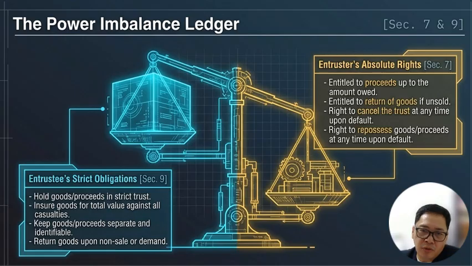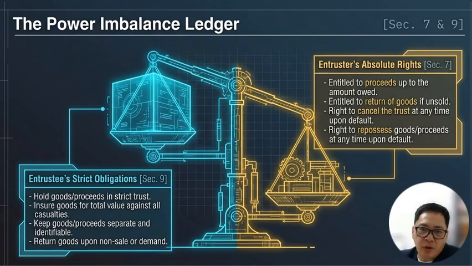Act as two sides of the same coin, outlining the powerful rights granted to the financier, the entrustor, and the strict corresponding duties placed upon the merchant or importer, the entrustee. Here's the breakdown of these two critical provisions. So, Section 7, the rights and protection of the entrustor. Section 7 heavily protects the entrustor's investment, giving them absolute priority over the entrusted item and clear remedies if the agreement is breached.